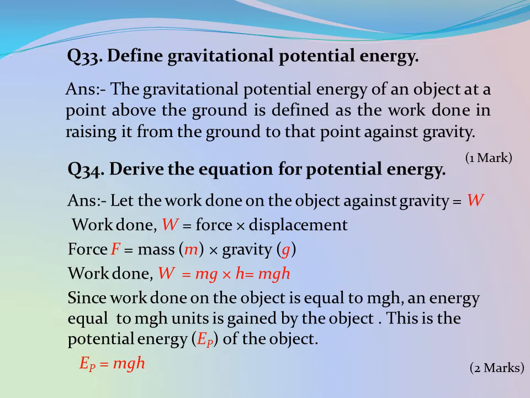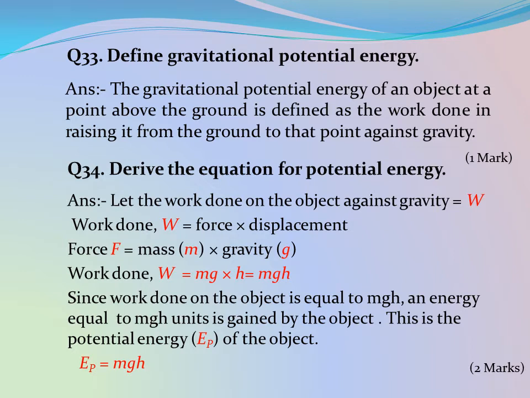Question number 33. Define gravitational potential energy. Answer: the gravitational potential energy of an object at a point above the ground is defined as the work done in raising it from the ground to that point against gravity.